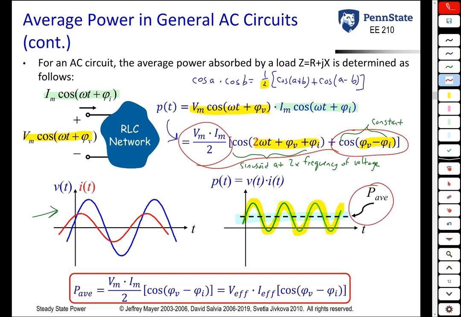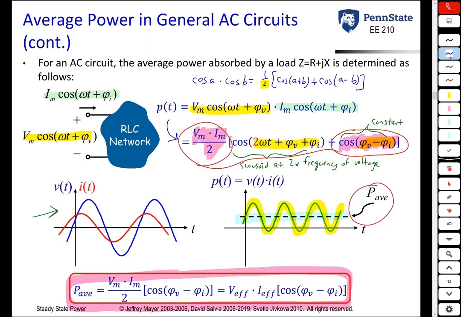So the average power absorbed in a general AC circuit is going to be what? It's Vm times Im over 2 times cosine of phi v minus phi I. And that gives us this equation here. It's a voltage magnitude times the current magnitude divided by 2 times the cosine of the difference between the voltage angle and the current angle.